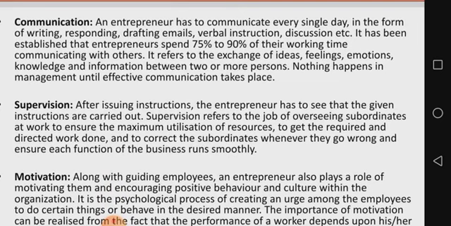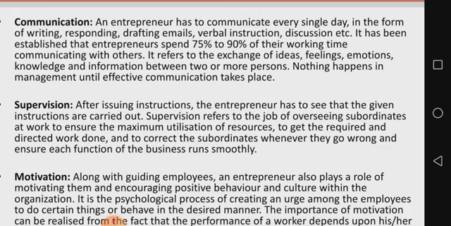So communication is what is important for the leader, for the entrepreneur, so that ideas can be exchanged, tasks can be given, and anything can be achieved by perfect and effective communication. So when you do business, communication is one of the most important factors.